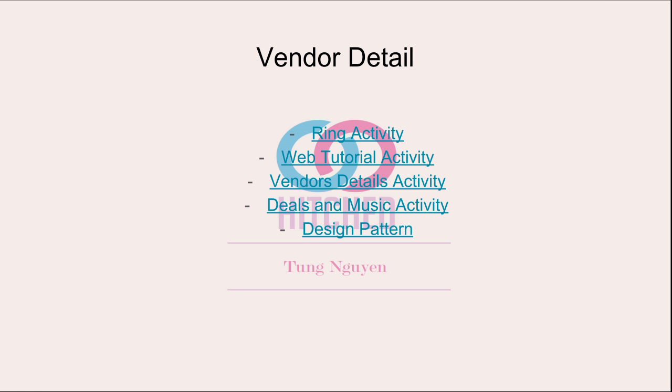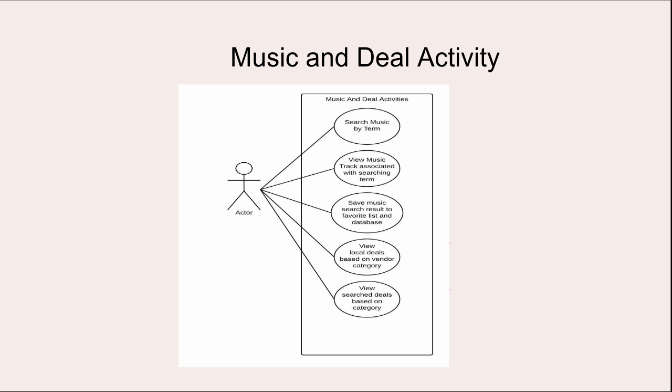And the last one is the View and Music activity. For those activities, I'm using two different types of API: the Yellow Page API and the Music API. The user can search music by term, view music associated with the searching term, and save the music into the list. Also, they can view the local view and view the search view based on the category.